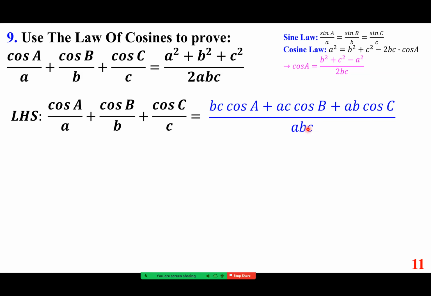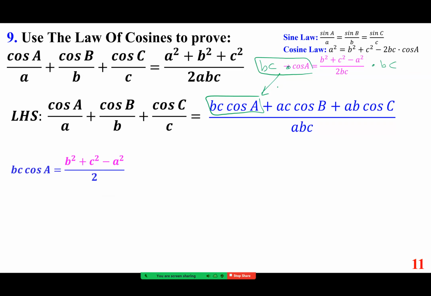If I put the BC here, I get BC cosine A. If I put the BC here, look at the top. If I multiply by BC, so multiply this one by BC and this one by BC, you get BC cosine A, right? So if I multiply it, I get BC cosine A.